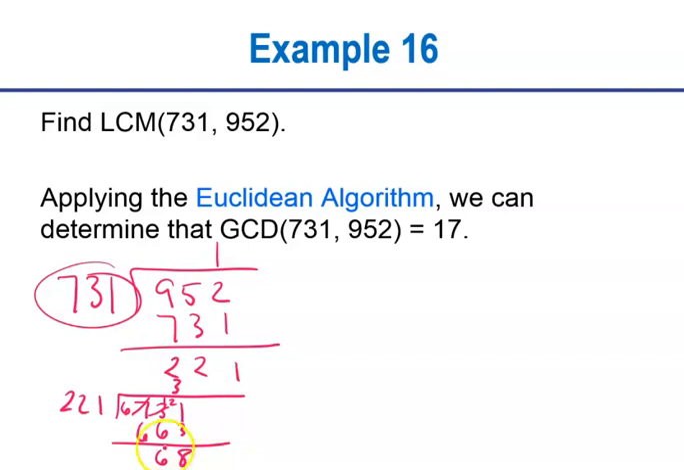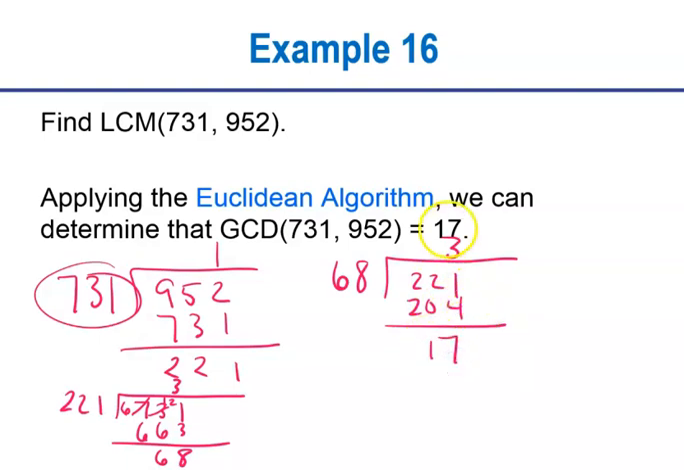And so 68 appears to be, well, what would we do next, right? 68 turns into the divisor, and then 221 turns into the dividend, and we divide again. 68 divides into 221 3 times. 3 times 68 is 204. And I subtract 21 minus 4, and I get 17. So that 17 that they so quickly told us was the greatest common divisor using the Euclidean algorithm, there it is right there.